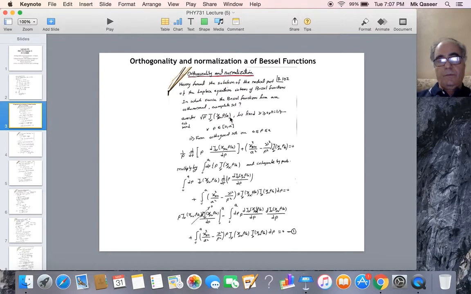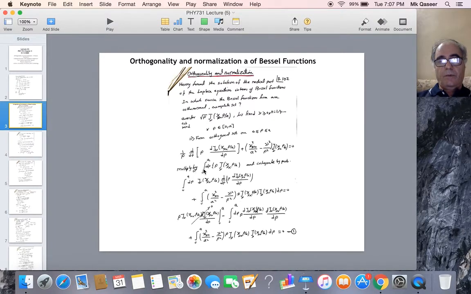Now, knowing that, we can show that square root of rho times J sub nu of x_nu_n rho over a form a complete set, where nu is the order of the Bessel functions, which is fixed, and n is the roots of that order. Rho varies between 0 and a. Now, if we substitute J in the Bessel equation, we have this form.